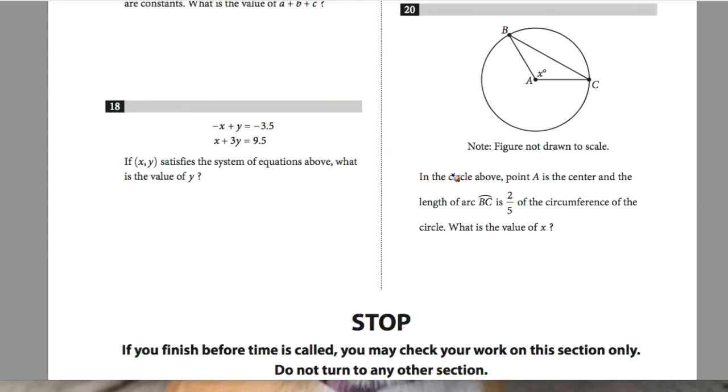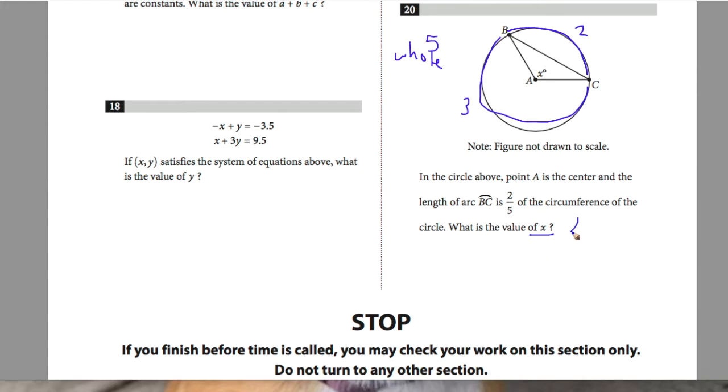Question 20. In the circle above, point A is the center, and the length of arc BC is 2/5 of the circumference of the circle. So this length here is going to be 2, and the rest here, let's say this is 3, and the entire thing altogether is going to be 5. So the whole thing is 5. What is the value of x? Where is x? Okay, x is here.